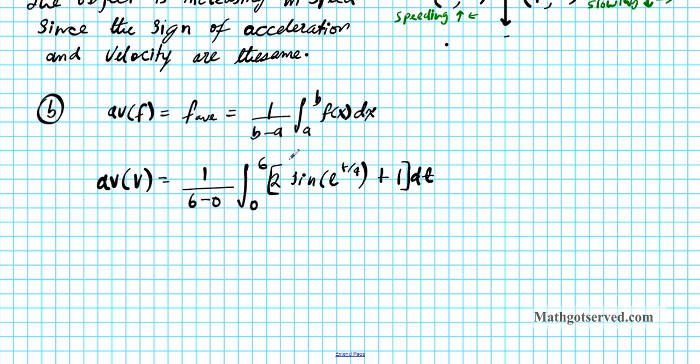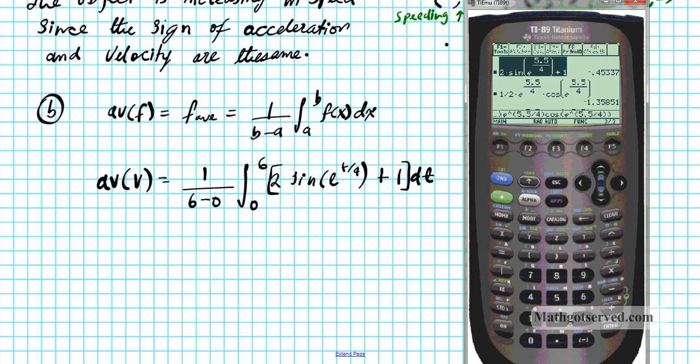So let's go ahead and evaluate this using the TI-89 Titanium first. What we're going to do is enter the definite integral. Actually, 1 over 6 minus 0 is simply 1 over 6. So 1 over 6 times the definite integral, which is second function 7, and then enter the function 2 sine e to the t divided by 4, close the power, close the trig function. The variable of integration is t going from 0 all the way to 6. Enter.